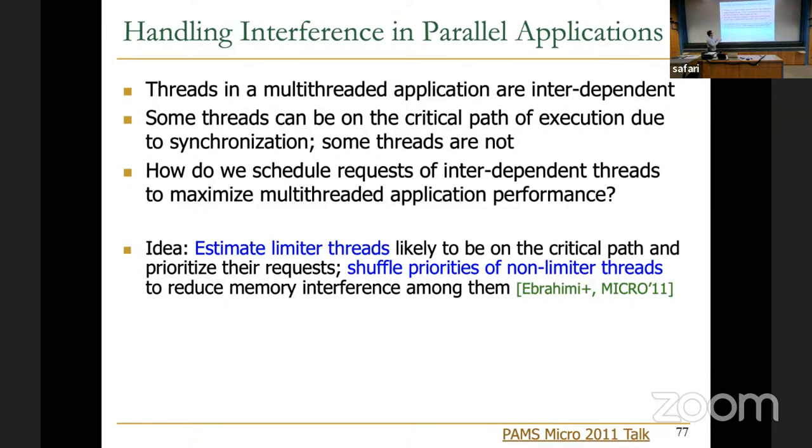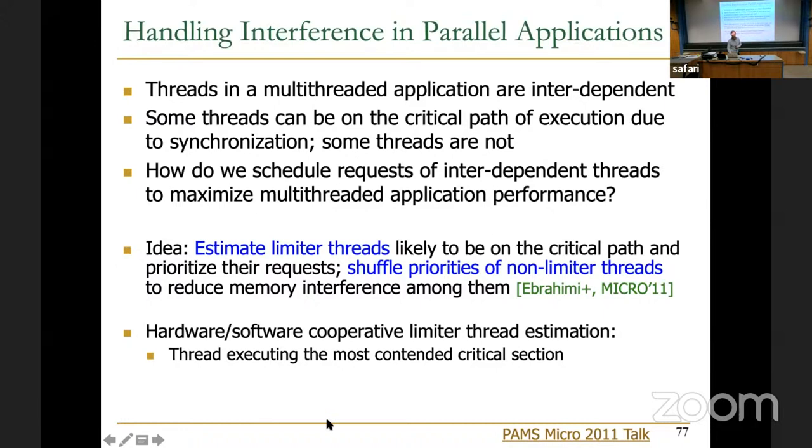But what about the non-limiter threads, meaning threads that are not on the critical path? So this paper shows that you should still treat them carefully, because if you actually are unfair in your treatment of those threads, one of those threads can become the critical thread, become a limiter thread. So that's the idea over here. Shuffle the priorities of non-limiter threads to reduce memory interference among them. Yeah, as I said, we have a hardware-software cooperative limiter thread estimation mechanism: thread executing the most contended critical section, thread executing the slowest pipeline stage.